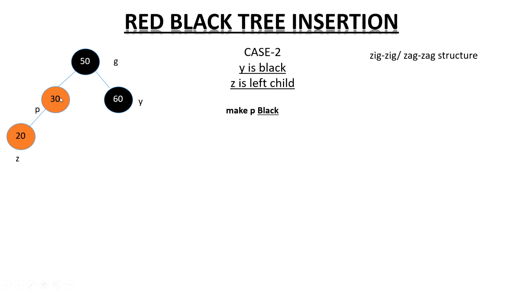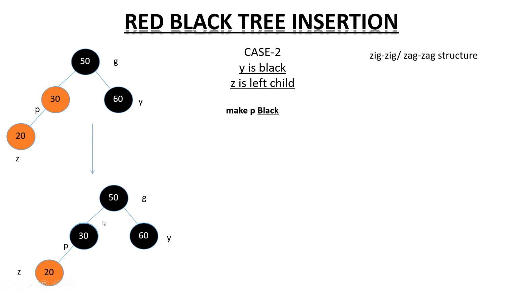So this is the first option that we have. We want to make P black so that there is no red violation. After making P black, we can notice here that it is violating the black height property, because in this path there are two blacks, but in this path there is only one black. So we have a black node extra in this path. So what can we do now?